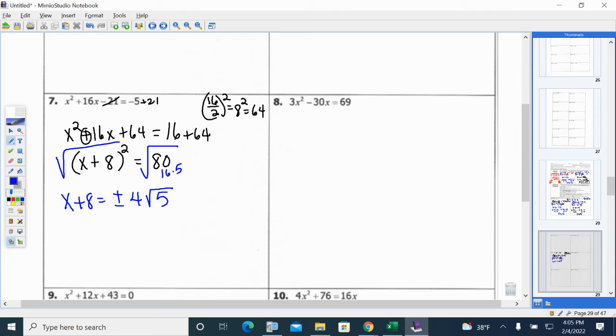Now, we cannot really break this apart into our two equations because 4 radical 5 is irrational. I'm not going to come down to a nice rational integer answer. What we're going to do is we're just going to go ahead and minus that 8. And again, it goes in front of the plus minus. So there's your answer on number 7.